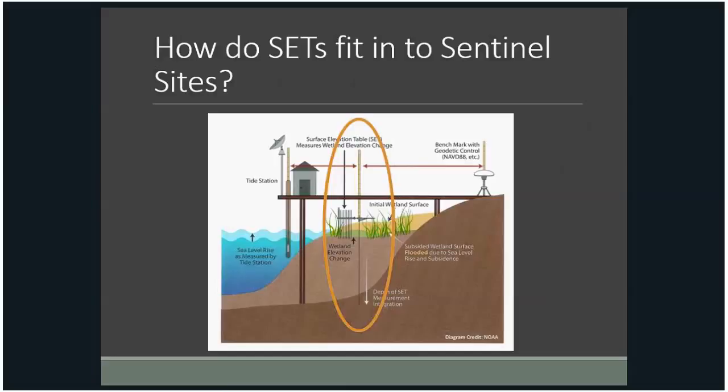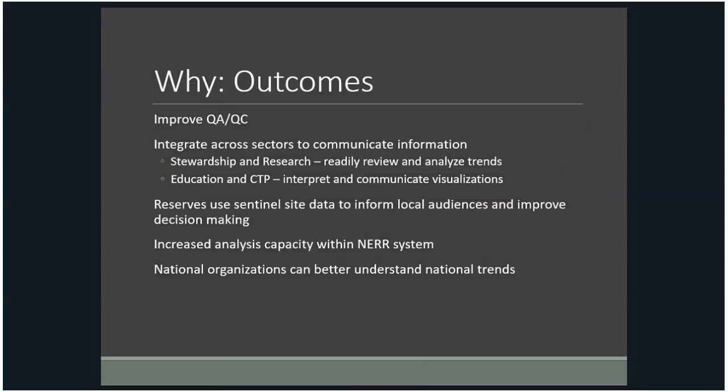So in the proposal, the terminology for why was outcomes. Why do we want to do this project? And it's some of the things I've already mentioned. Help with QA/QC, integrate across all of the sectors and the reserves so that we can make sure we're all communicating information, communicating with each other, and communicating with the various audiences that we engage with.